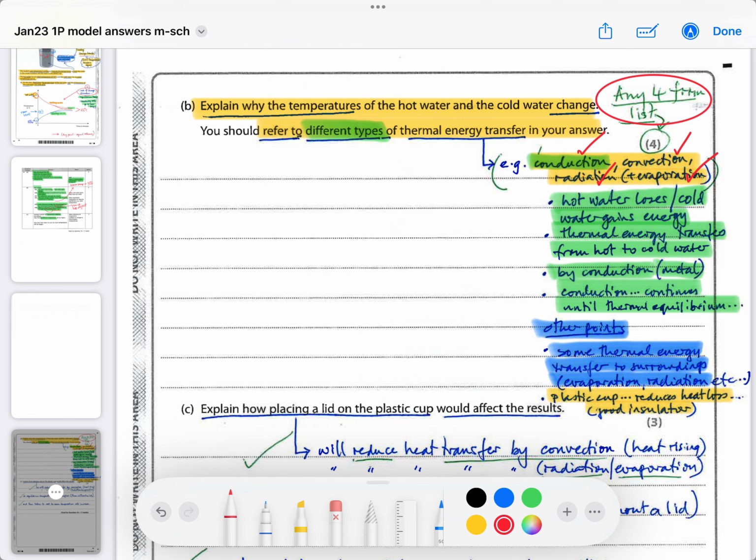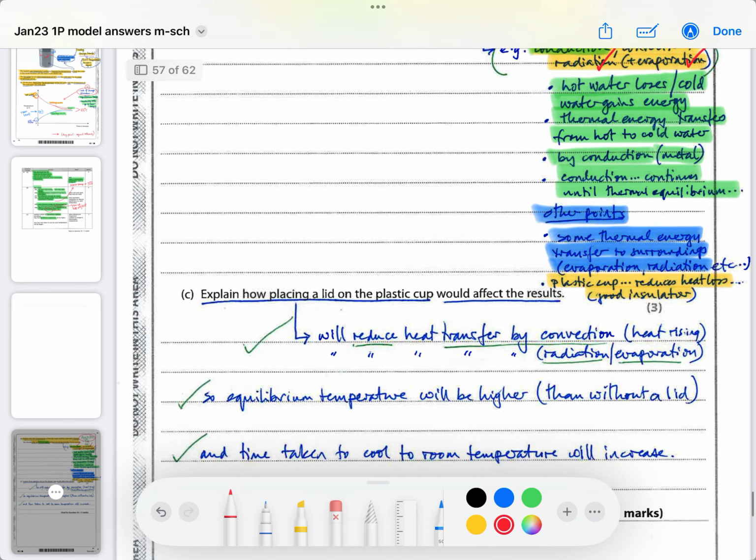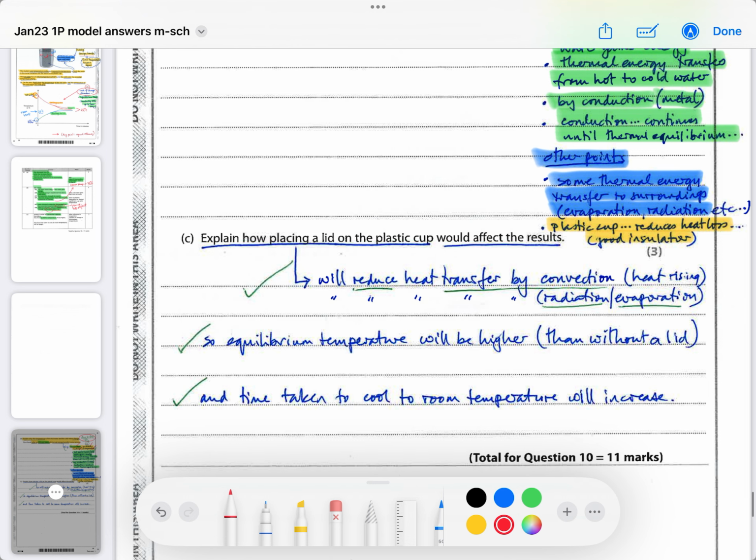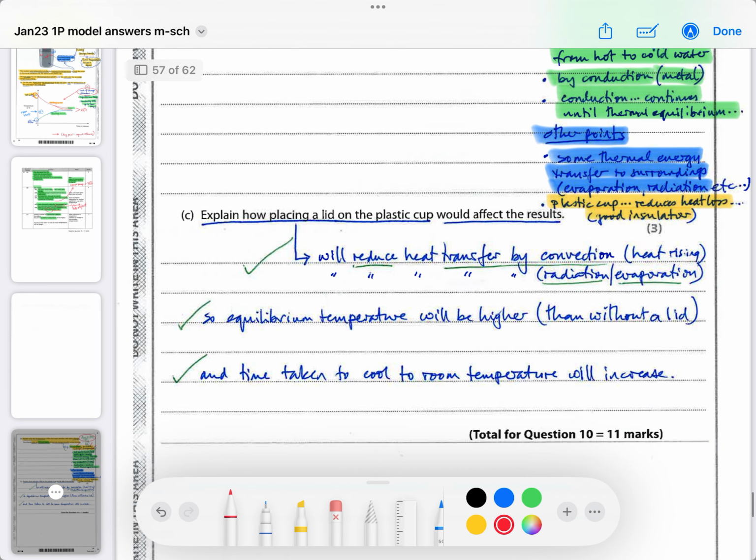So you're in your last 6 or 7 weeks for paper 1. Okay? You should have already made all your notes, and you need to know what technical vocabulary you should be including. All right, so the next question, the final part's part C. What does it ask? It explains method. I want to highlight it. Explain how placing a lid on the plastic cup would affect the results.